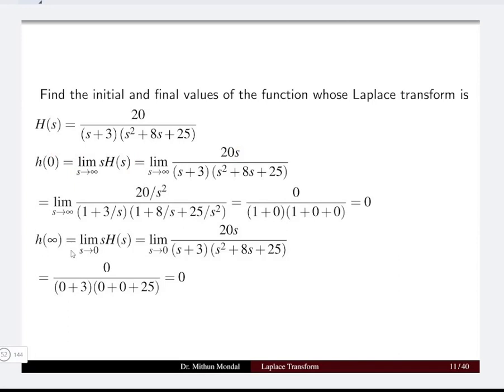On the other hand, for the final value, the limit is s tending to 0 of s into H(s), and using mathematics, we can obtain that the final value is also 0. So here both the initial value and the final value of the signal are 0.